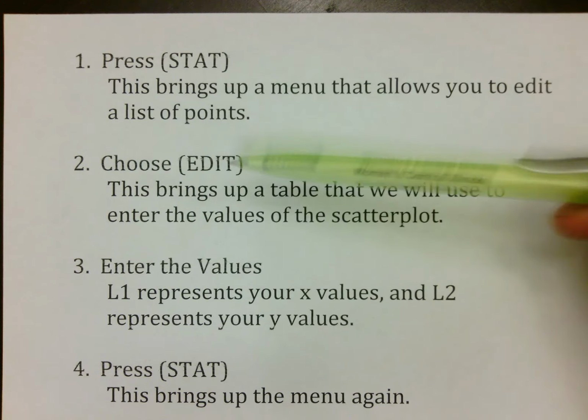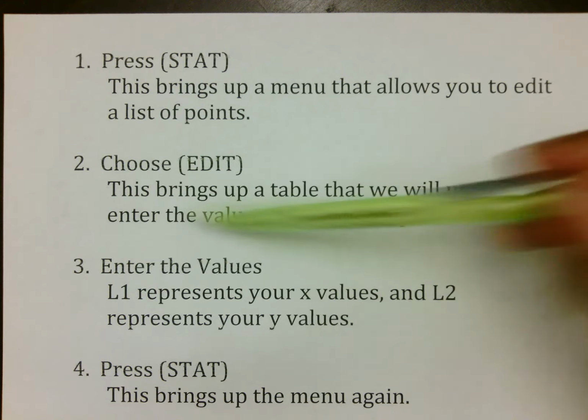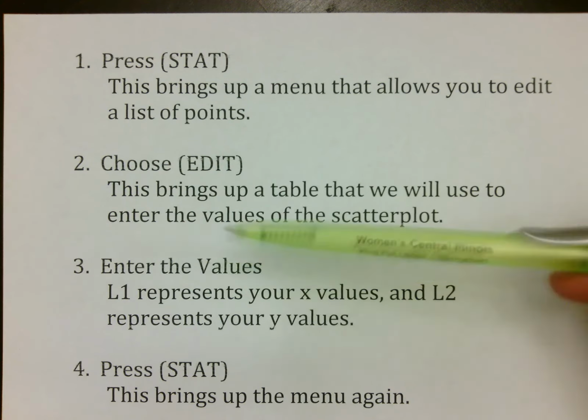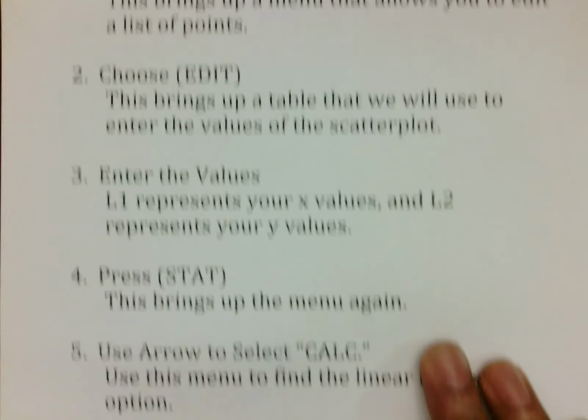When stat comes up, you have a menu, of course. You're going to see the word edit. That's going to bring up a table that we're going to enter the values of the scatter plot into. You're going to enter the values. L1, as you'll see, represents your X values. L2 is going to represent your Y values.